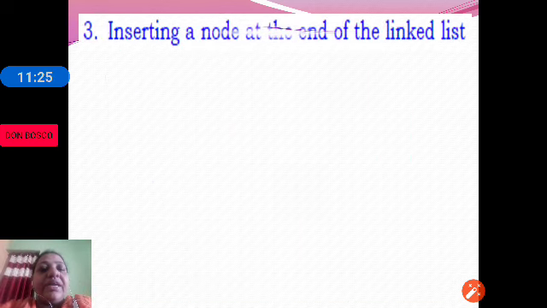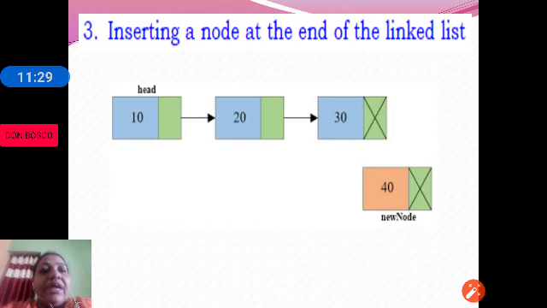So this is how we can add or insert a node at the beginning. Now we will see how we can add a node at the end. So already we have 10, 20, 30. Now we want to add 40. Let us see how we can attach a node towards the end.